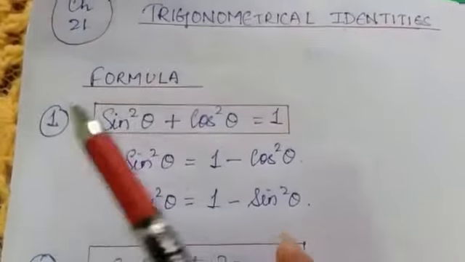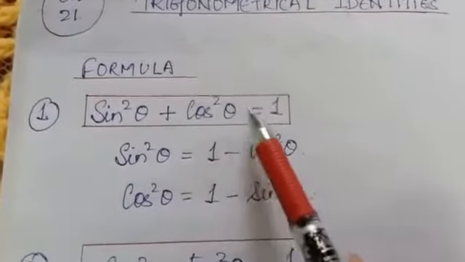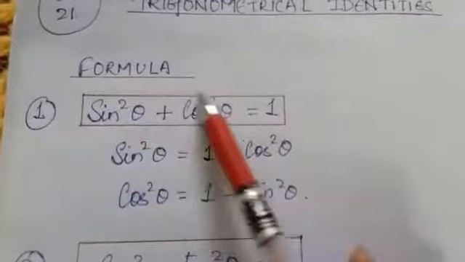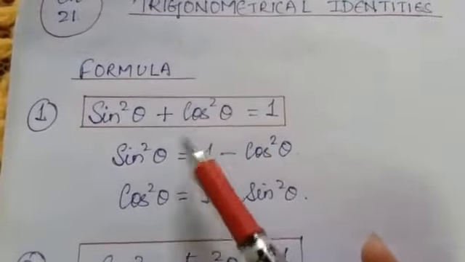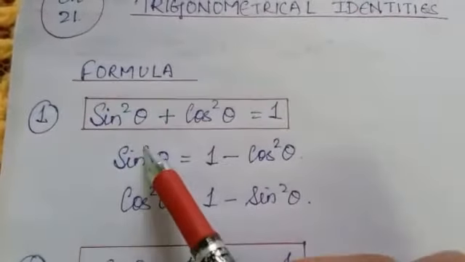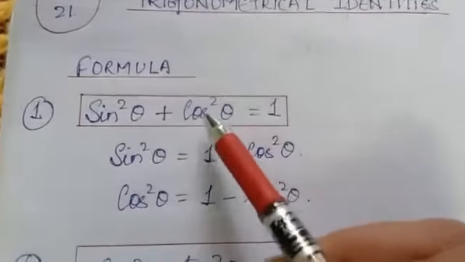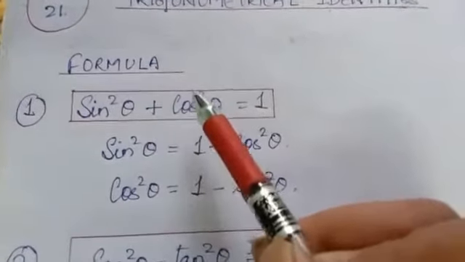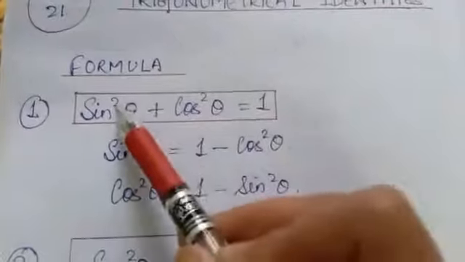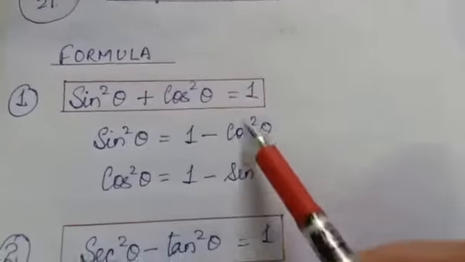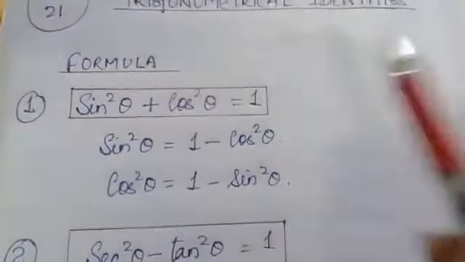Formula number 1 is sine square theta plus cos square theta is 1. This is first formula. So from here we can derive two more formula, that is sine square theta is equal to 1 minus cos square theta, and cos square theta is equal to 1 minus sine square theta. So here we have three formula.